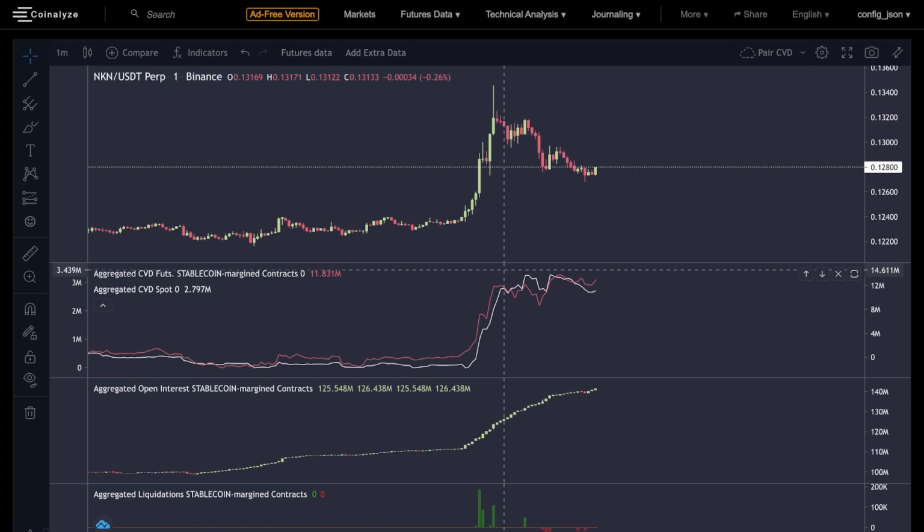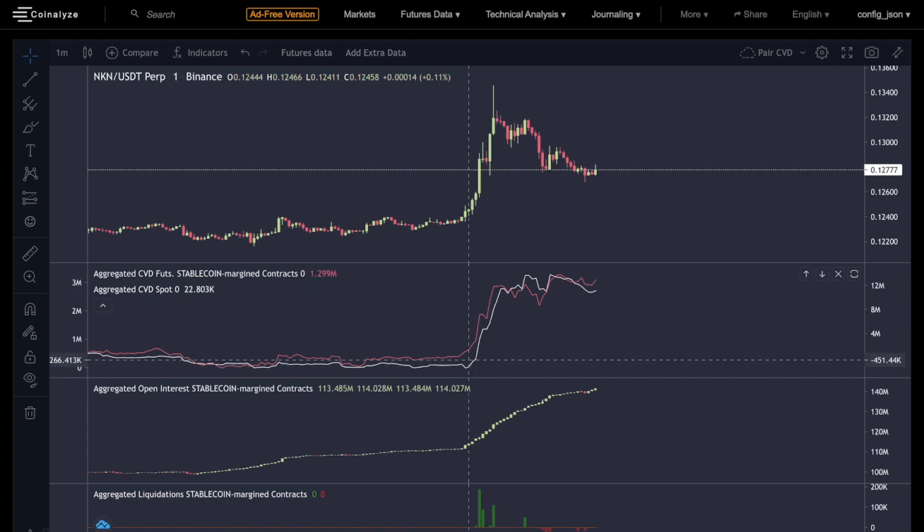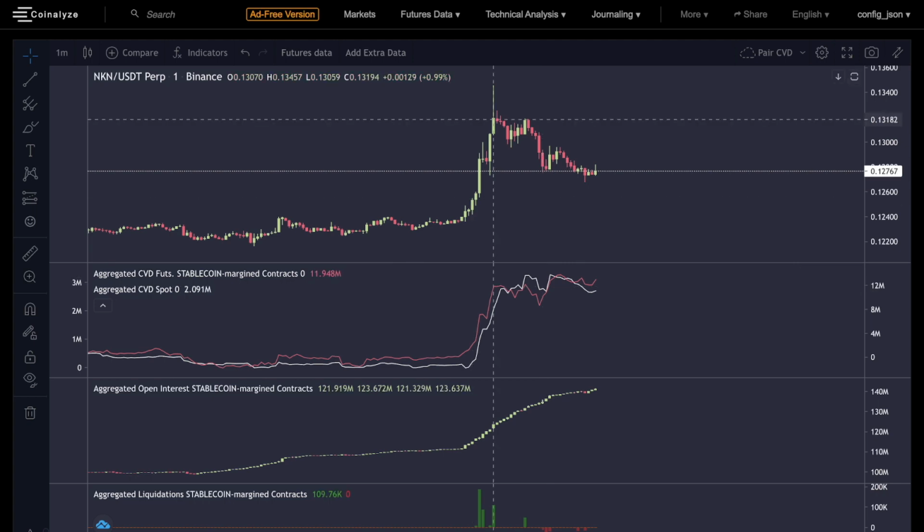Spot CVD now, because we have to make a difference. Spot CVD is also going up in this case, but if it was to go down and make a divergence with future CVD, that will be an issue and will be a reason to fade that move up, because a futures-led rally is never good. So it has to be spot-led.